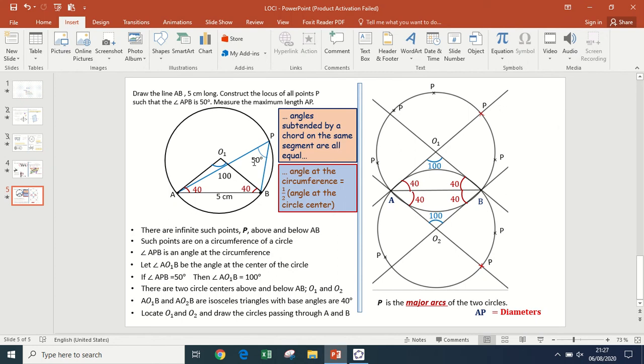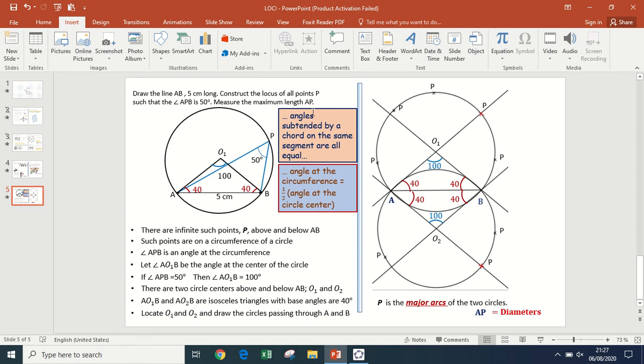Hello and welcome to a very special lesson. In this lesson, I'm targeting to do this question before us. We are told to draw the line AB 5 centimeters long, and on it or using it construct the locus of all points P such that the angle APB is 50 degrees. Then measure the maximum length AP.